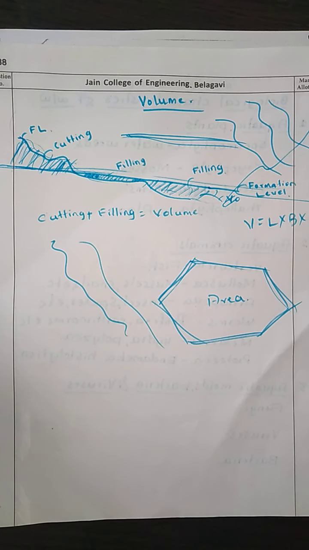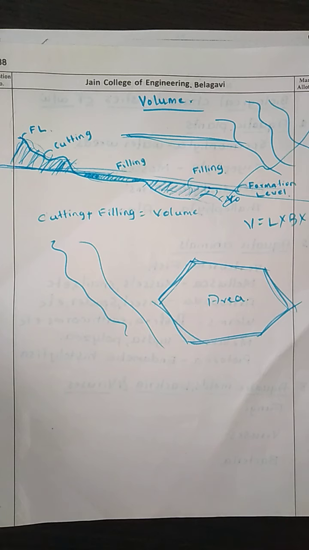So for this, in order to calculate how much material you need in these cutting and filling operations, you need to find out how much volume of material you require, either in cutting or in filling. How much quantity of the material is required? In order to calculate that, you need to find out the volume.